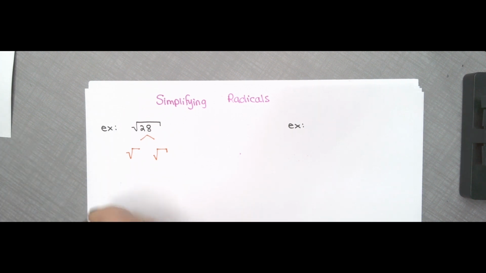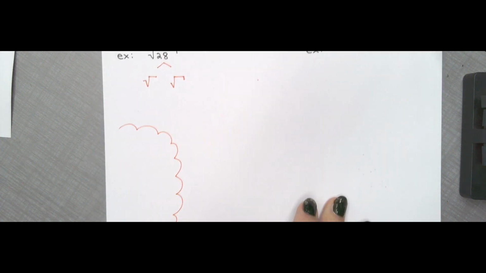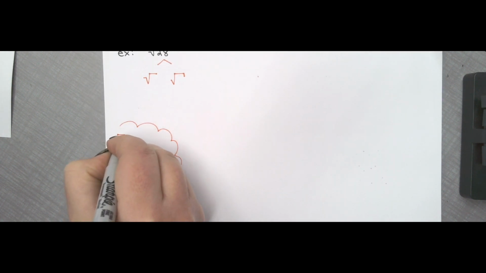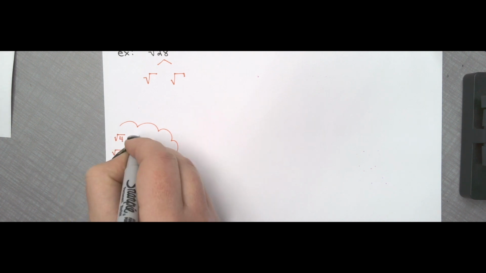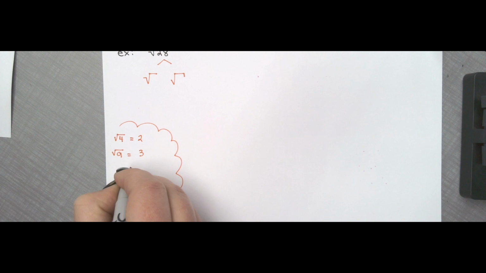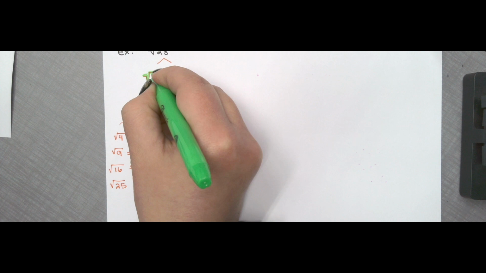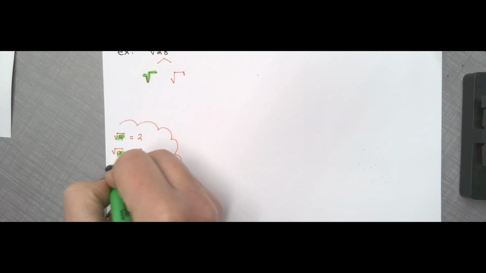Your perfect squares, and I'm going to do a little thinking bubble, are numbers that you can take a square root of, like 4, like 9, because the square root of 4 is 2, square root of 9 is 3, square root of 16 is 4, square root of 25 is 5, and etc. So you're looking for numbers that multiply to get 28.